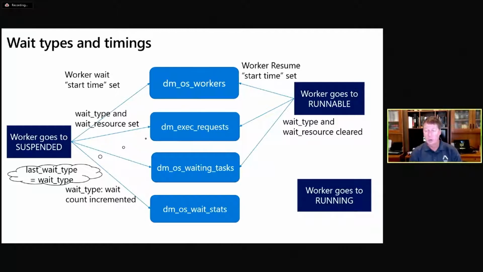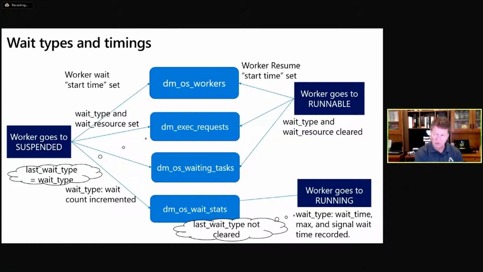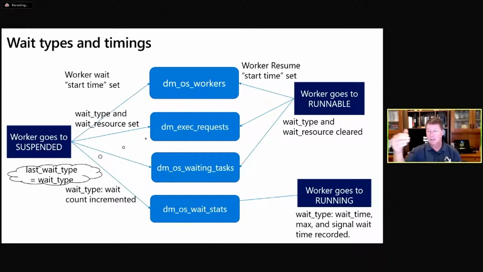But when we go running, you can see now that the wait time, the max wait time, the signal waits, all of this stuff gets recorded in the running state, not the runnable state, because there's something called a signal wait time. That can be the difference between these two. Now, what's significant here is last wait time is not cleared. That's how you're able to see, when you go to a runnable or running state, what was the last wait type I was actually waiting on. You can't see the time of that, but you at least know what the last wait type was.